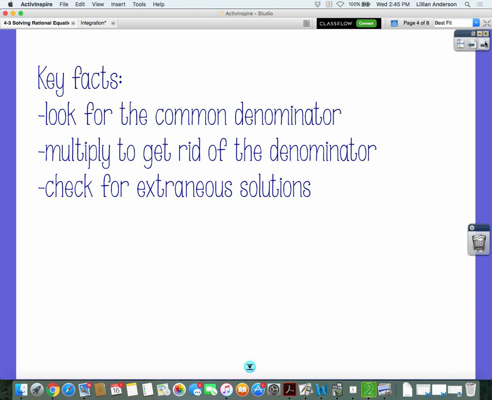And I'm going to show you a couple of ways to solve a rational equation. If you know of a different way, then by all means, you can use that. But the way I'm going to show you is you're going to multiply to get rid of the denominator. And of course, whenever you're solving an equation, you always want to check for extraneous solutions. Always, always.